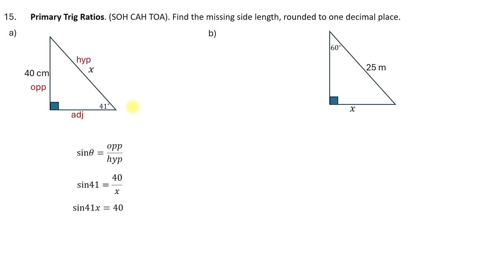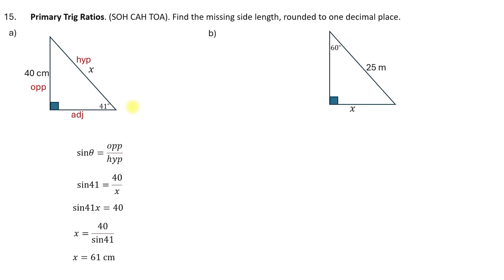Sine 41 times x equals 40. Therefore, x will equal 40 divided by sine 41. At this point, you pull out your calculator and punch in the numbers to give you a value of 61 centimeters for x.